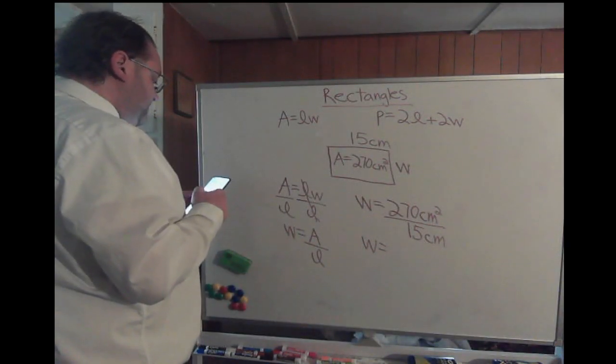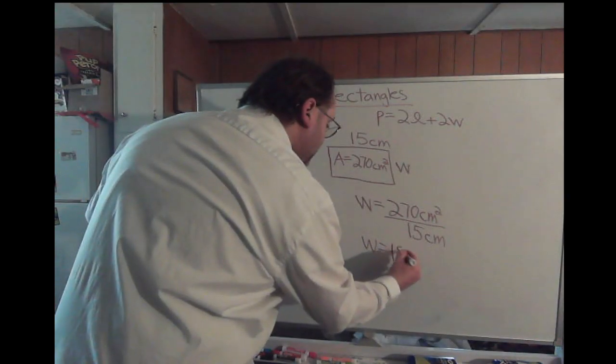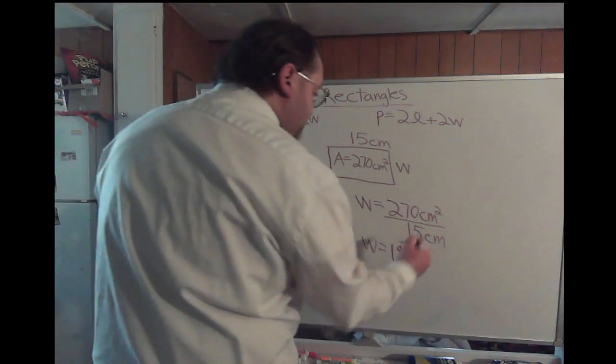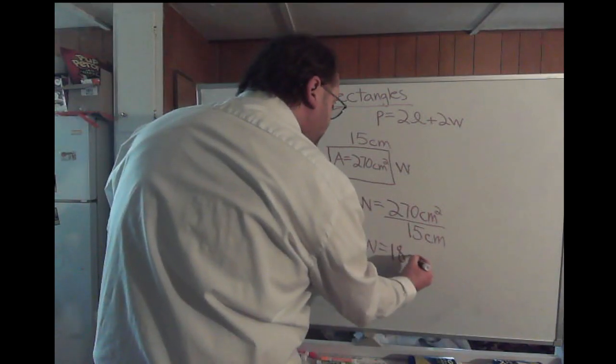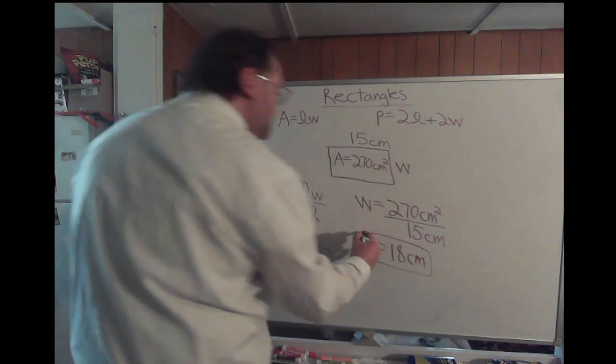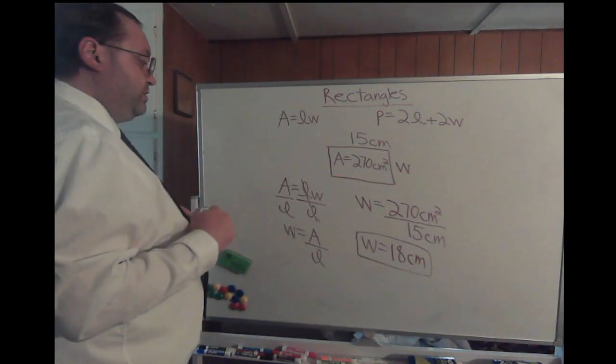$270 divided by 15, that's 18. So that would be 18. And then centimeters squared divided by centimeters, that's just centimeters. So your missing side, your width, is 18 centimeters. Okay?